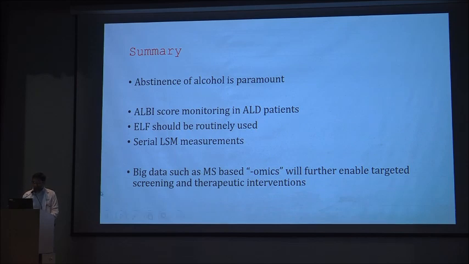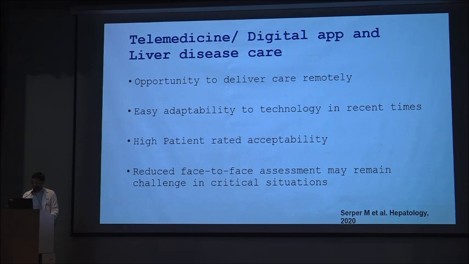And big data that could be generated by mass spec based omics will further enable targeted screening and therapeutic intervention. And as I conclude, digital application is the new norm as far as all patients and the population are concerned, because it gives a clear opportunity to deliver care remotely, easy adaptability, and is accepted by most patients.